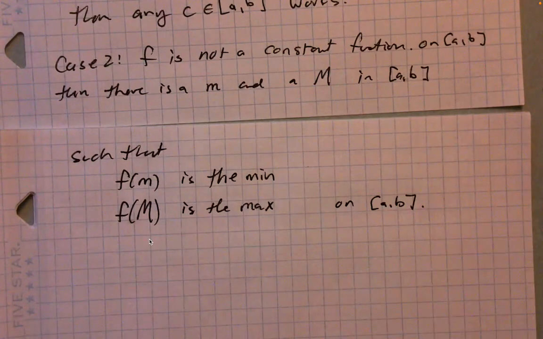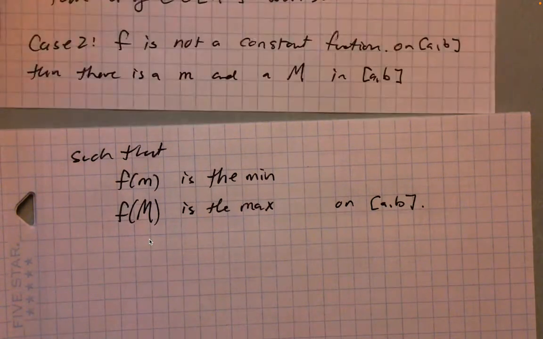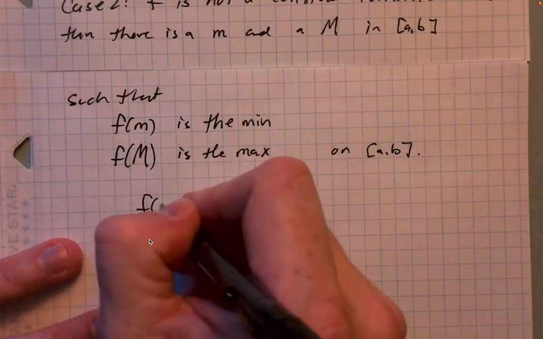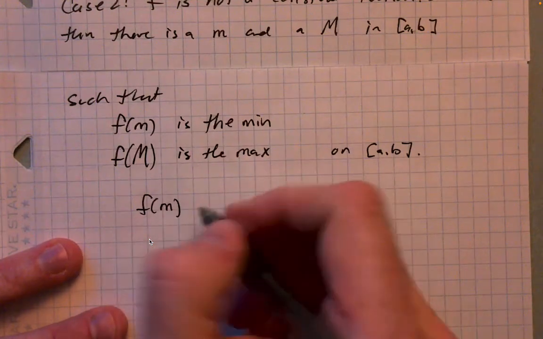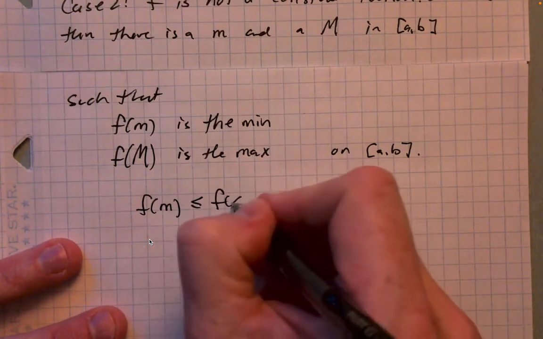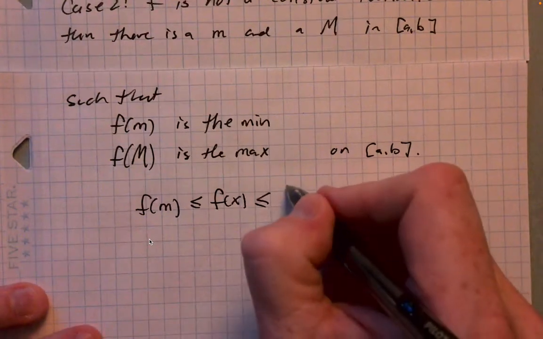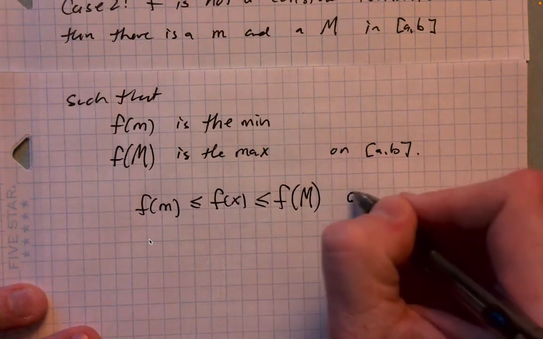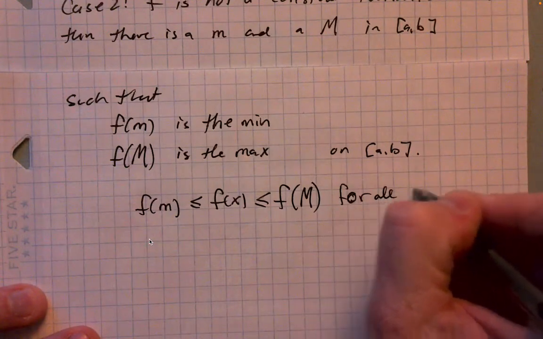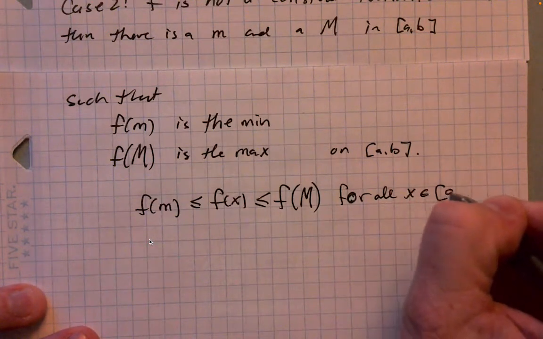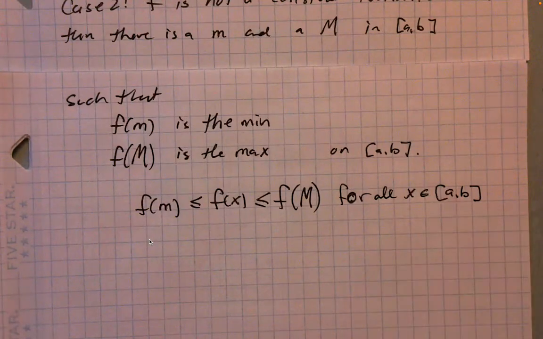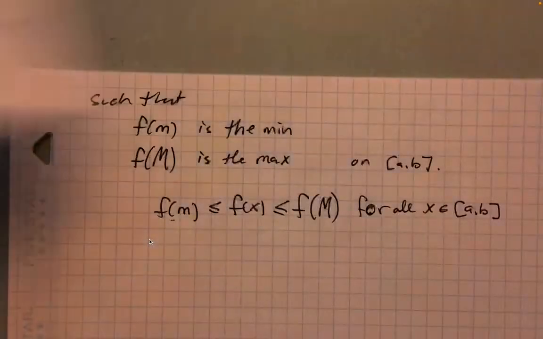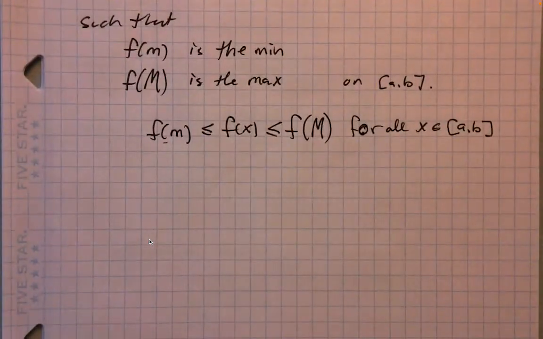Okay, and now just to restate that, what does that mean? Well, that just means that f of little m will be less than or equal to f of x, which will in turn be less than or equal to f of big M, and this will be for all x in the interval [a, b]. This is the min value, this is the max value. That's all that means, and everything else in the interval is between those two.